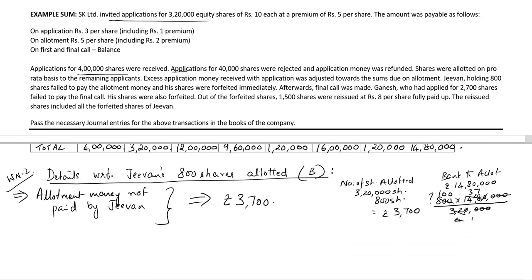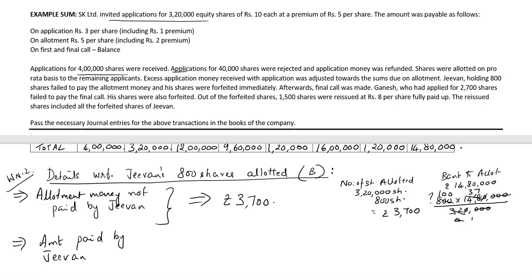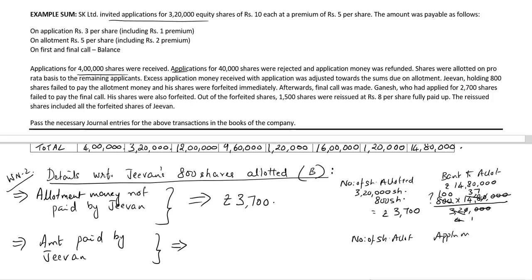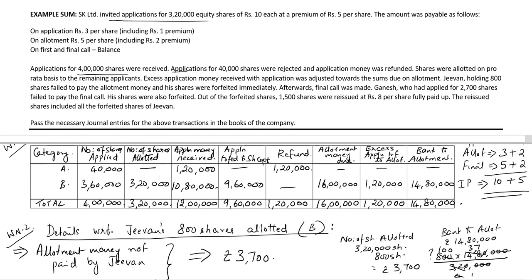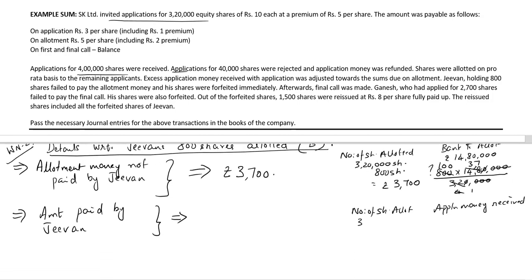Next, we need to calculate the amount paid by G1. G1 has paid the application money. So we need to take the two columns as number of shares allotted and the application money received. Now in the B category, against 3,20,000 shares allotted, the application money received is 10,80,000 rupees.